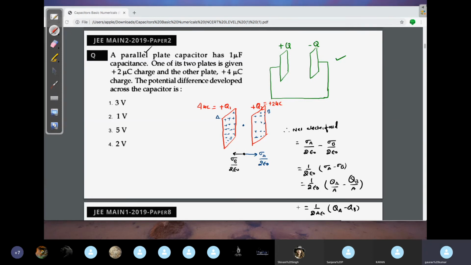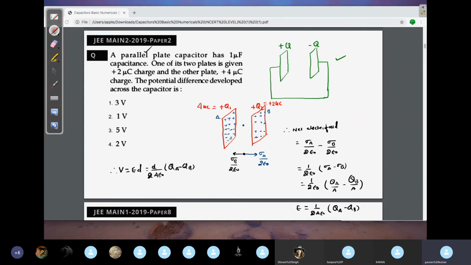See, we got the electric field. Now the V formula is always given as what? Since V is always E into D, we'll write here 1 by 2 A epsilon naught into D, into QA minus QB. Now what is epsilon naught A by D?